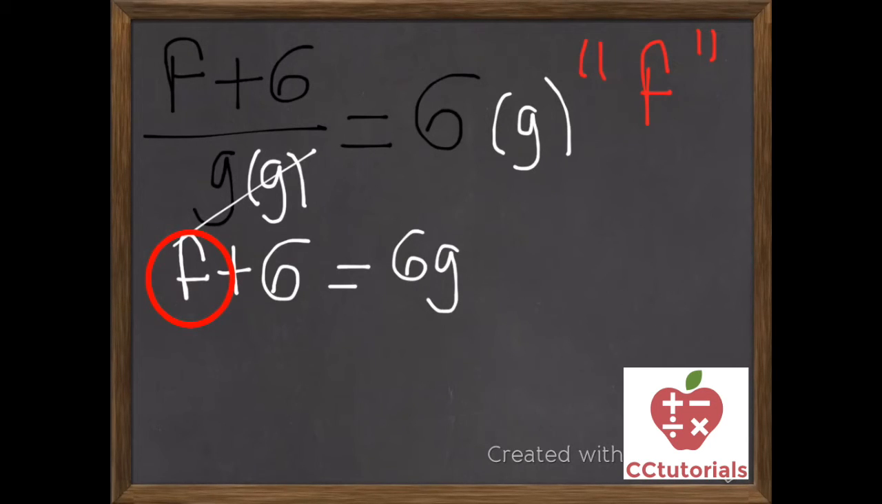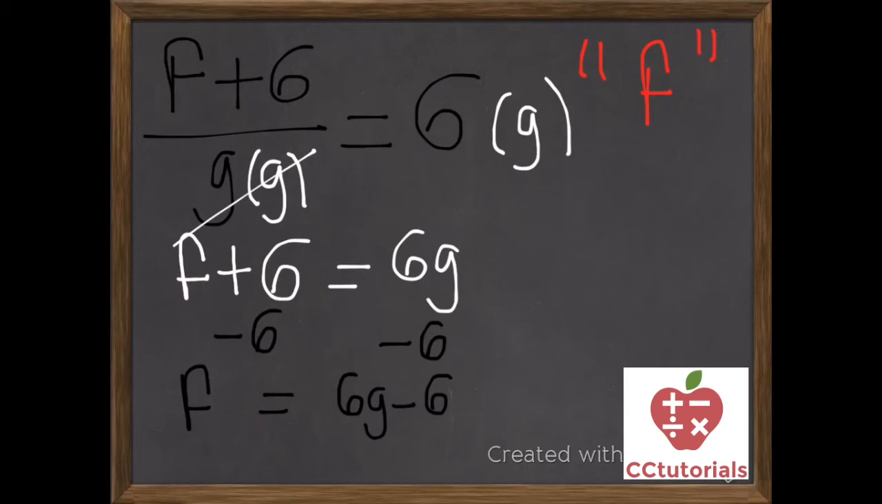Now we see that we have 6 besides f. So we need to get rid of that number. So since we're adding, we need to subtract 6 in both sides. So now we've got rid of positive 6. And now we have f equals 6g minus 6, which is our final solution since there is no other value besides f.